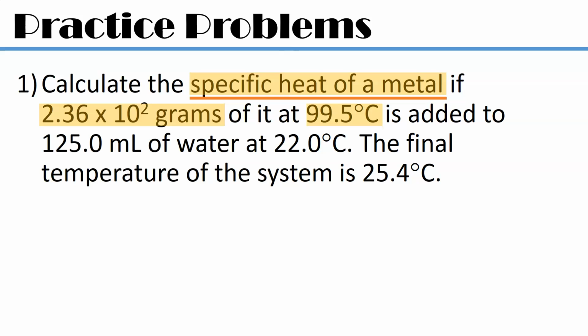I'm going to add that hot piece of metal into 125 mL of water. The water's at 22 degrees. So now I have some values for the water inside the calorimeter. When I'm all finished, the final temperature of the whole thing is 25.4. That's going to tell me the temperature of not just the metal, but also the water. So you can see why I picked those colors, right? Now green is the one that goes with both. Okay.